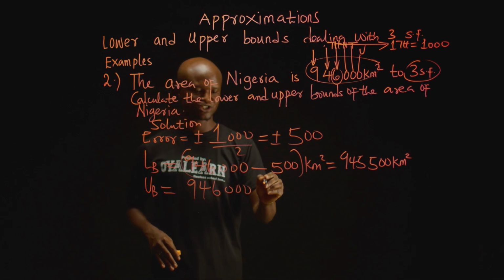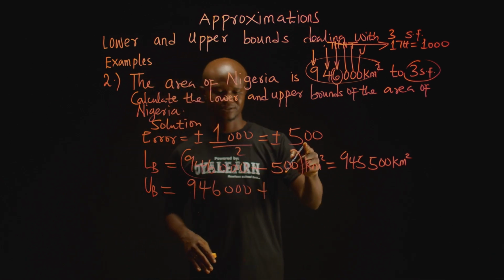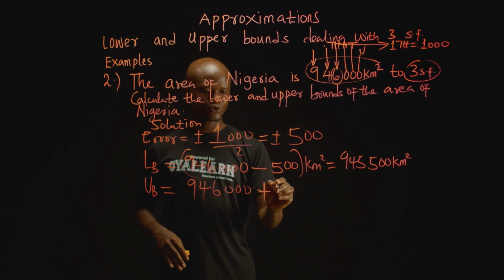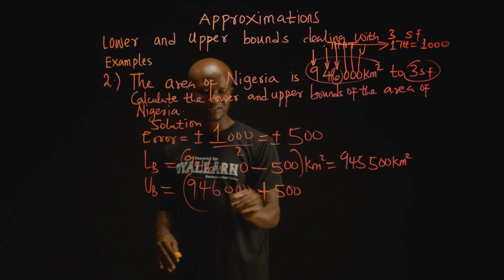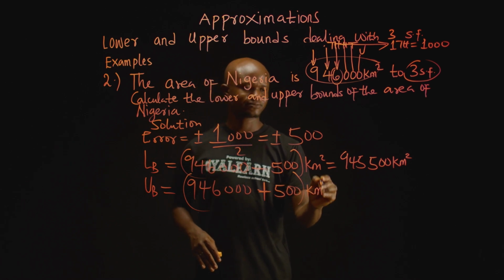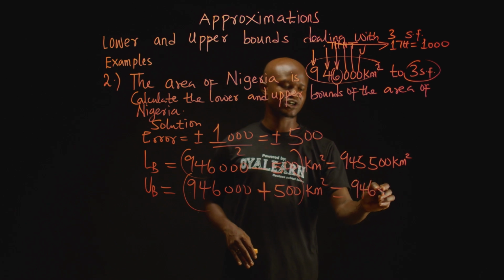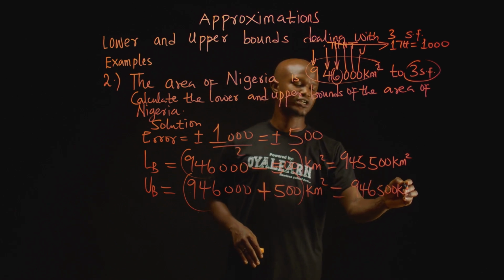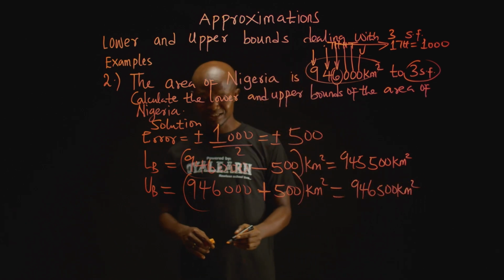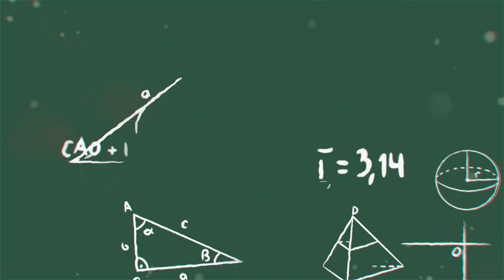Now for the upper bound, it's going to be 946,000, then plus the plus value here, that is the positive value, which is plus 500 kilometers square, which is equal to what? 946,500 kilometers square. That is the solution to the problem. Thank you.